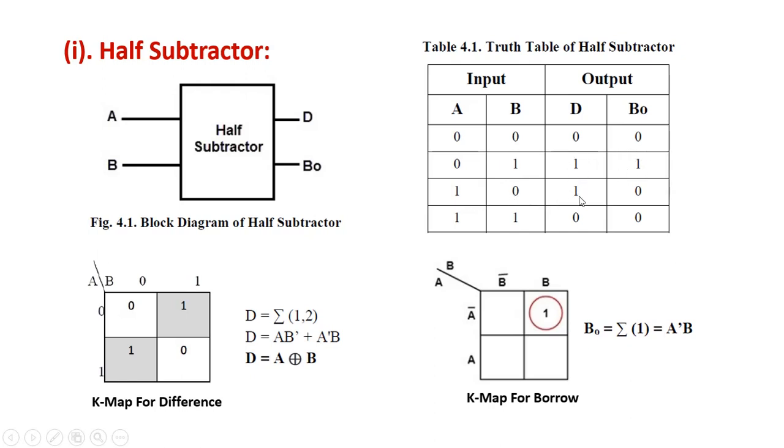Then 1 minus 0, difference will be 1, borrow will be 0. And 1 minus 1, difference will be 0, borrow will be 0. So from this truth table we will derive the K-map for difference and borrow.